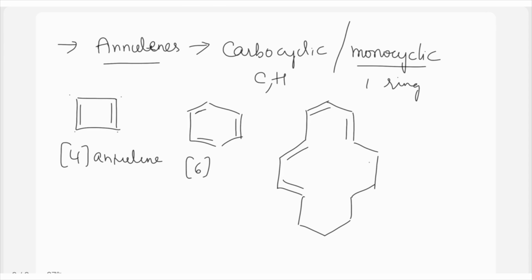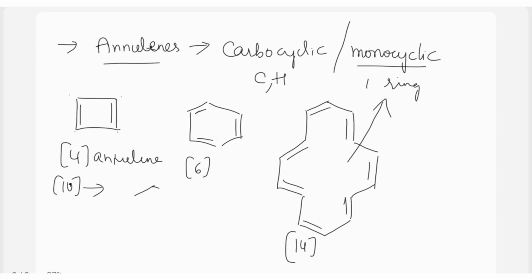So this is considered to be the 14 annulene. This has completely carbon and hydrogen in it, and this whole thing is considered to be a single ring. Hence it is called 14 annulene. Then we have 18 annulene like this. But the exception in this is 10 annulene. Except for 10 annulene, the rest are all aromatic, but 10 annulene is anti-aromatic.